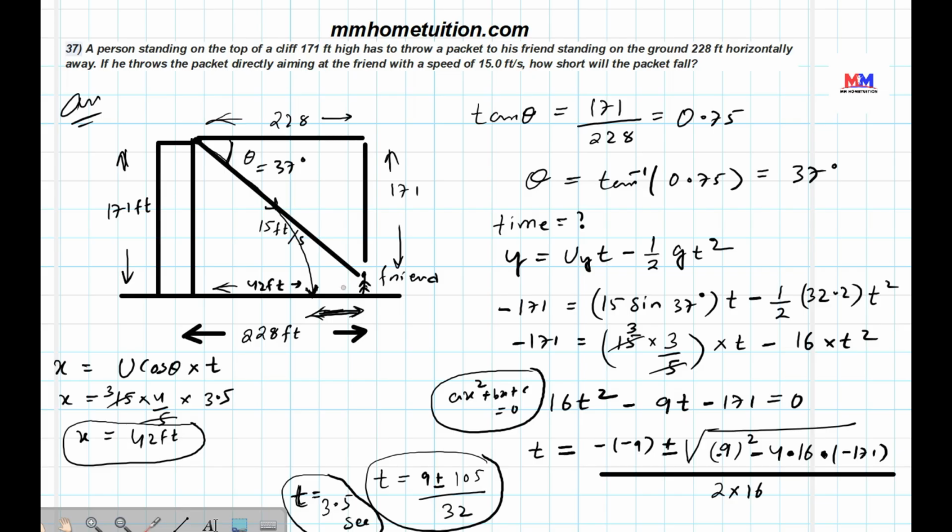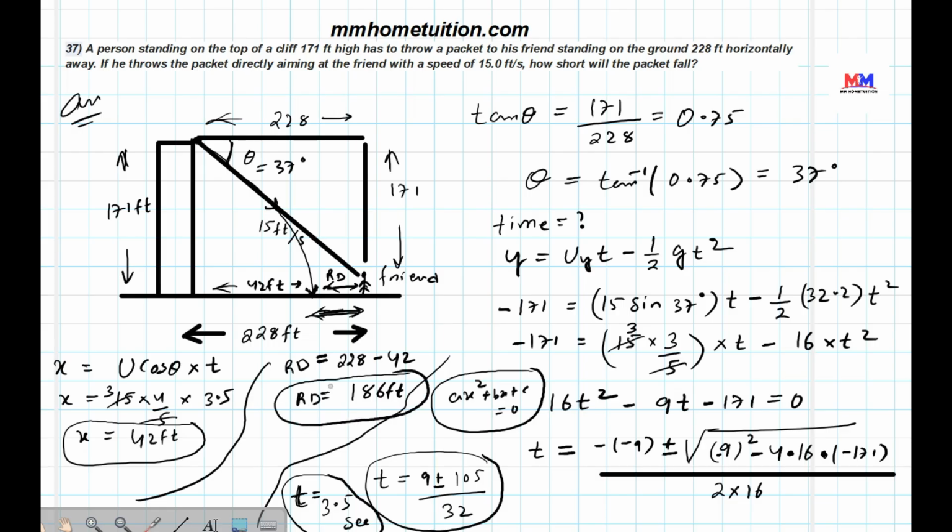So what is the remaining distance? Remaining distance equals 228 minus 42, that equals 186 feet. So the remaining distance is 186 feet.